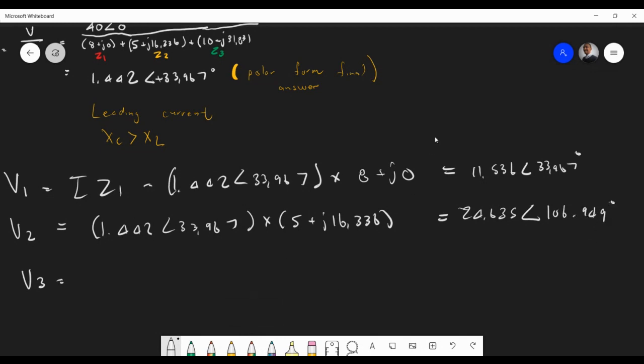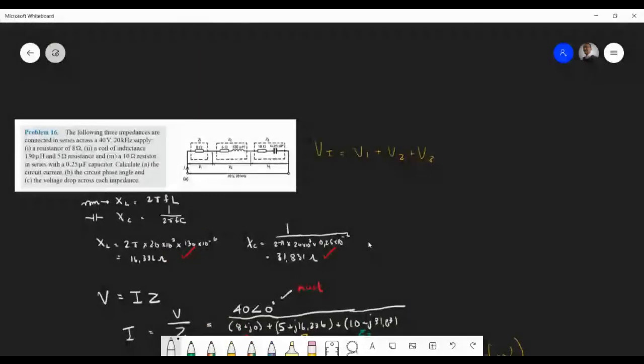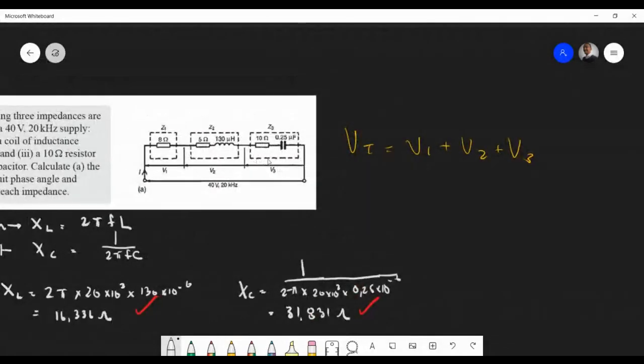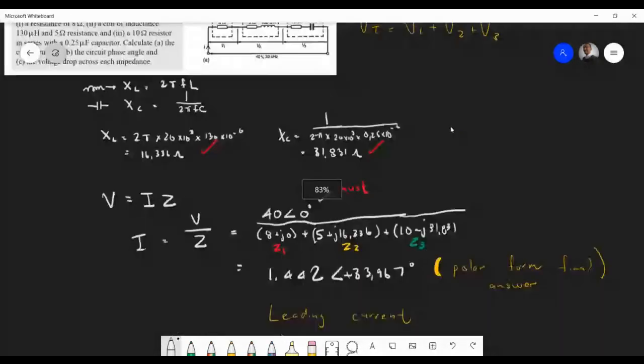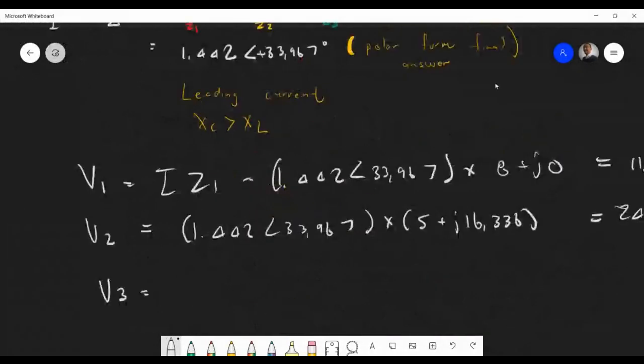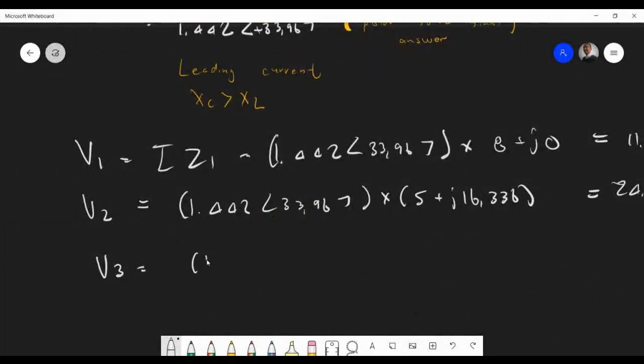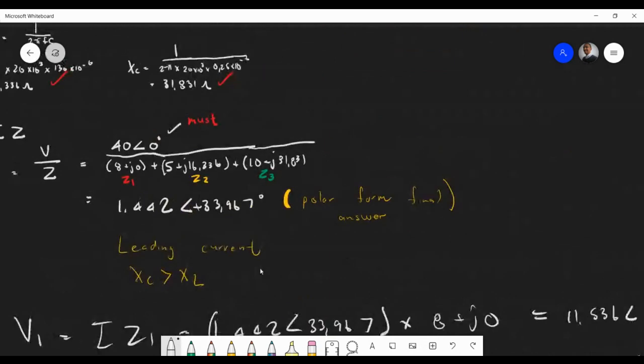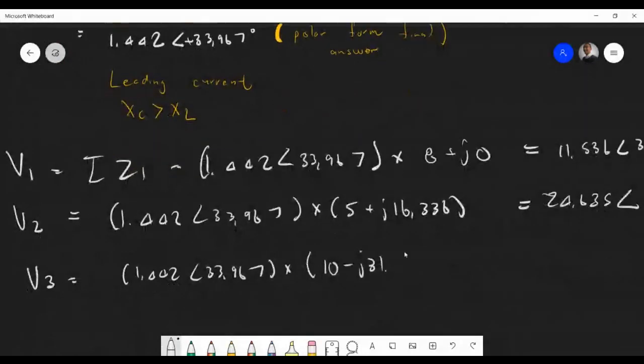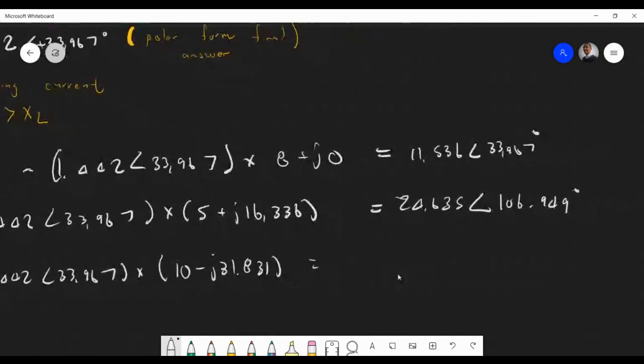And V3 would be across the load, the 10 minus j. So capacitive, always remember it's negative. This will be 1.442 at an angle of 33.969 times 10 minus j31.831. Okay, let's see what we get over there. That'll be the next voltage.